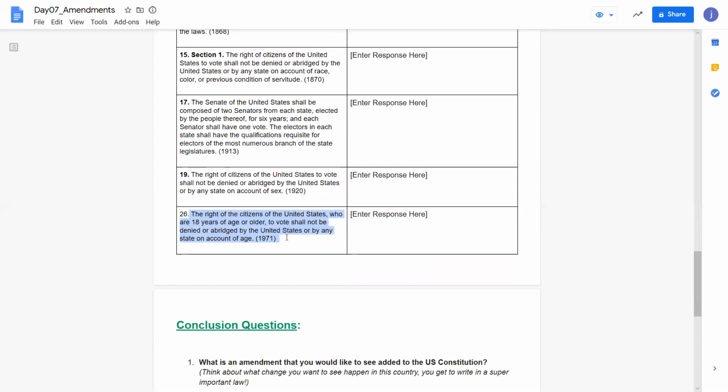So as long as you're 18 years or older, you can vote. And again, this voting power shall not be denied or abridged. No one can deny you, say no, you can't vote, or make your vote less on account of your age. So it doesn't matter how old you are, as long as you're over 18, no government or state can deny or abridge that right to vote.